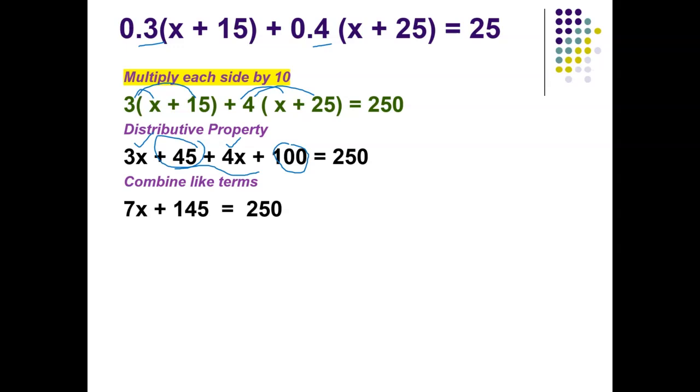To get the 7x alone, I'm going to subtract 145 from both sides. The 145 is going to get 0, so you will end up having 7x equals 105. Dividing both sides by 7 now to make x isolated, you're going to get x equals 15. If needed, you can see this previous example again and try without removing the decimal. You should still come up with the same answer.